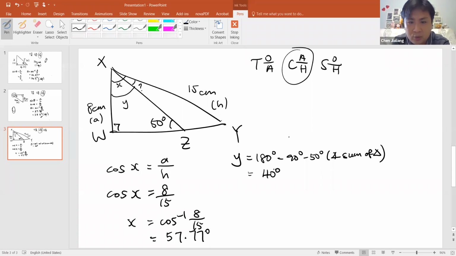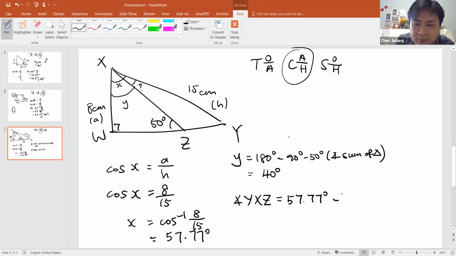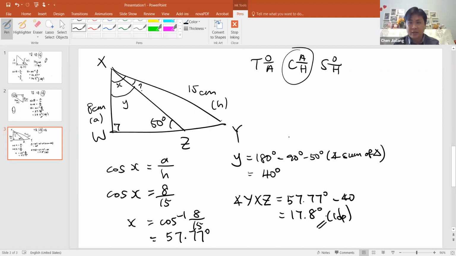Then are you able to find angle YXZ? Are you able to find that? Okay. So we will just take angle X minus angle Y. So it's 57.77 minus 40, your answer will be 17.8 degree. We round off to one decimal place for angles. And that's how we get the answer. Am I clear on this? Are you okay? So this will be the answer for this question.